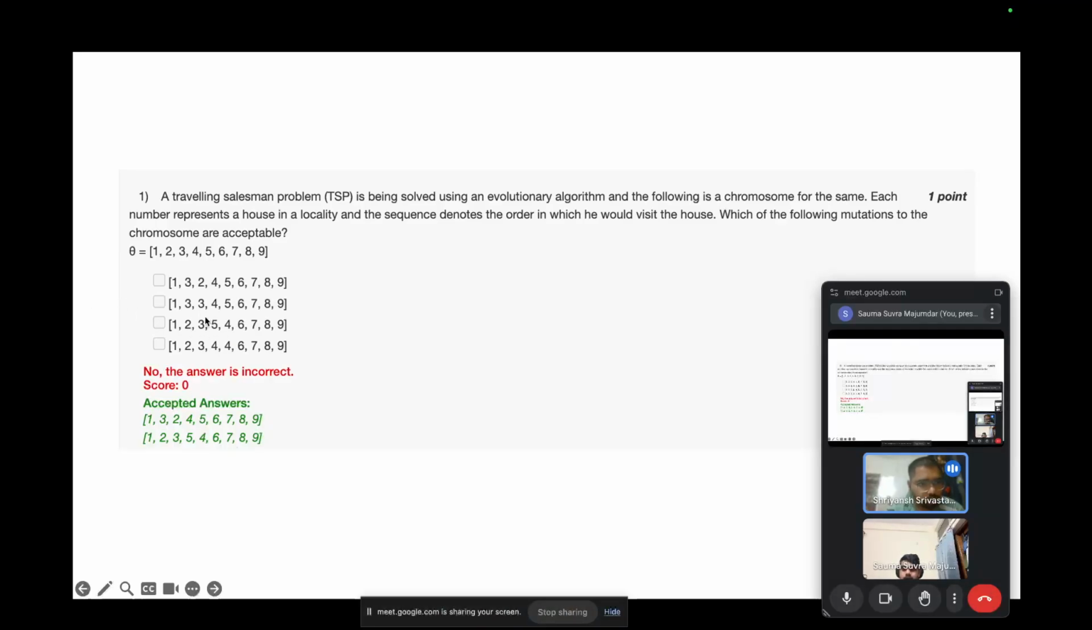We cannot have two genes repeated in each of them. In a traveling salesman problem, you cannot travel the same distance, you cannot travel back. So the second and the last one do not make sense. First and third.